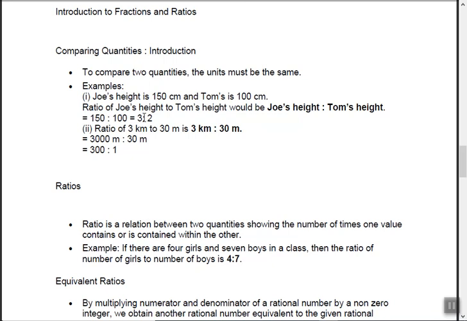So 5 3s are 5, 2s are 3, it is 3 is to 2. But we are able to compare because both are in centimeters. Now the next example, you will get it clear.